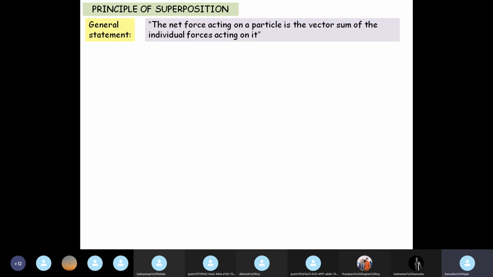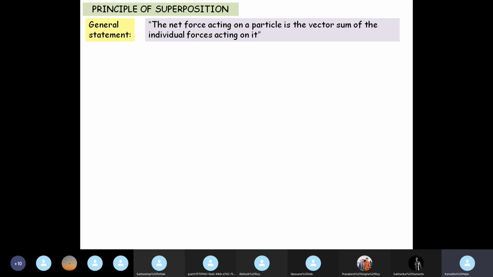Suppose you have a body on which two forces, say F1 vector and F2 vector, are acting together. How do you find out the resultant force on the body? By adding vectorially, right? Vector addition, correct? So the resultant force will be the vector sum of the two forces acting on the body, and we call it the resultant.